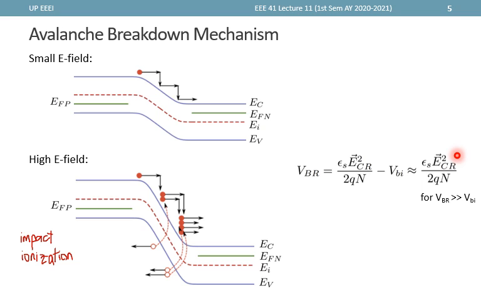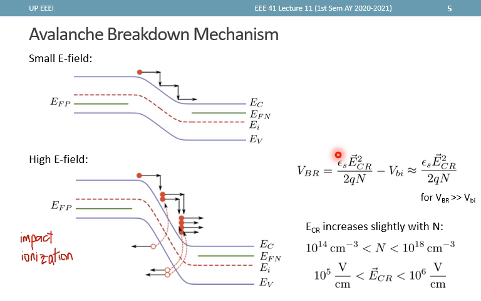Now note that we are actually always solving for VBR, and that the critical electric field is some defined value by the physics that happens within the material. So VBR is dependent on this one and not the other way around.